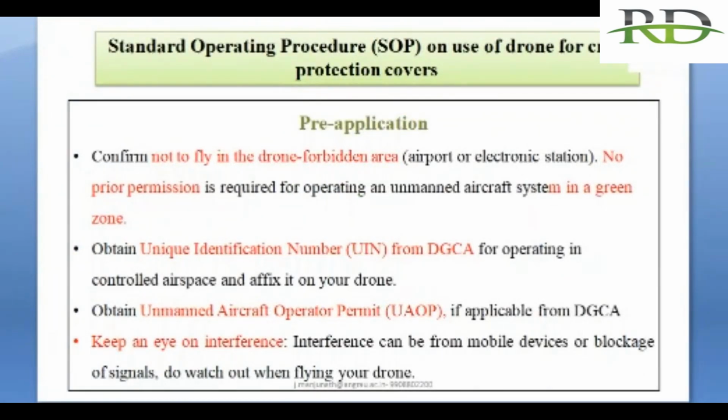This SOP is developed by us. As I told, there is green zone and red zone. Each drone has a unique UIN number. The operators must be 100% certified pilots from the DGCA, and you can see the interface. There are blockage signals, that is, towers, TV towers, and magnetic fields, and we also observe these before flying the drone.